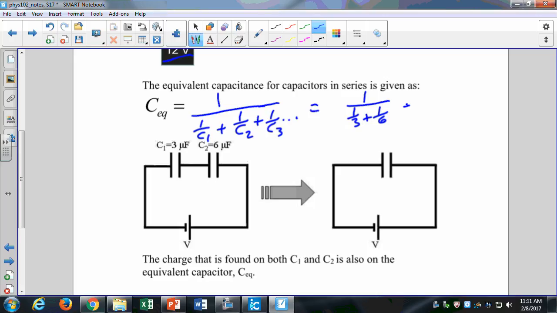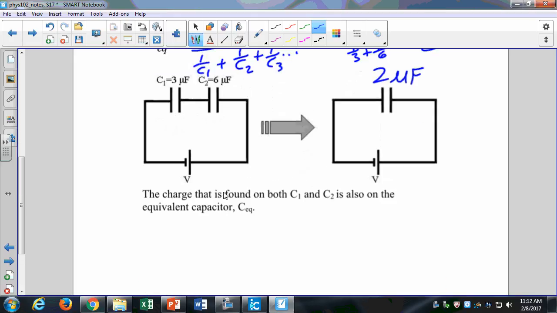Sometimes you'll see some that don't, and you might need to use your calculator, but usually I do give you easy ones. So 1 over 3 plus 1 over 6 is equal to 1/2, so that's 2 microfarads. And so that is my equivalent capacitance, so that those two circuits are identical.